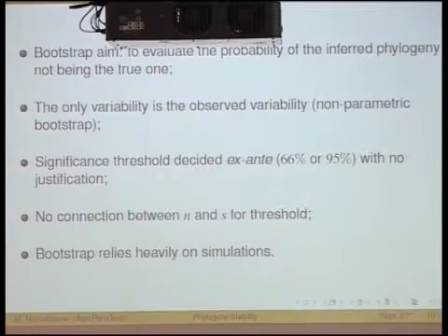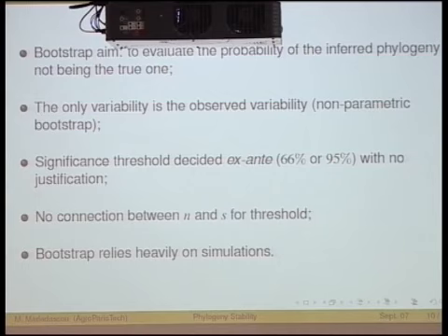We wanted to compare the method with Bootstrap. The aim of Bootstrap is to evaluate the probability of the inferred phylogeny not being the true one. And one of the problems of Bootstrap, at least non-parametric Bootstrap, when you resample from the data, is that the only variability that you take into account is the variability that's present in the data set. And we also found some significance thresholds, usually 66% and 95%, which are not justified. For example, it's not absurd to think that the significance threshold should depend on the number of species and the number of sites at hand.